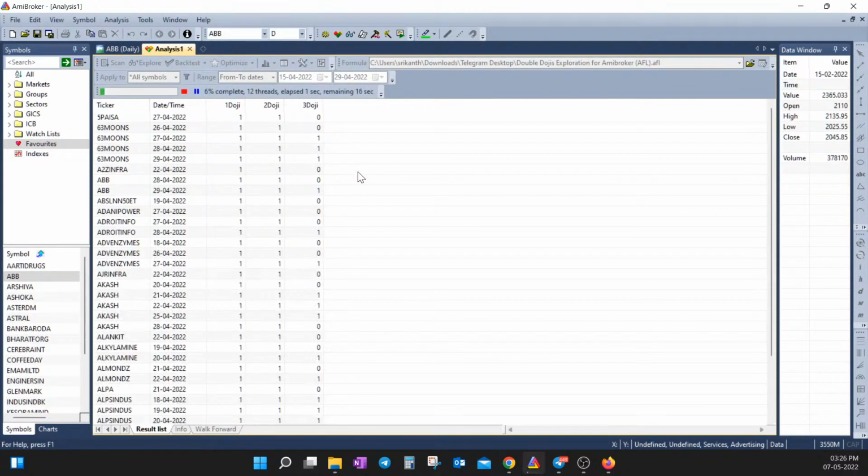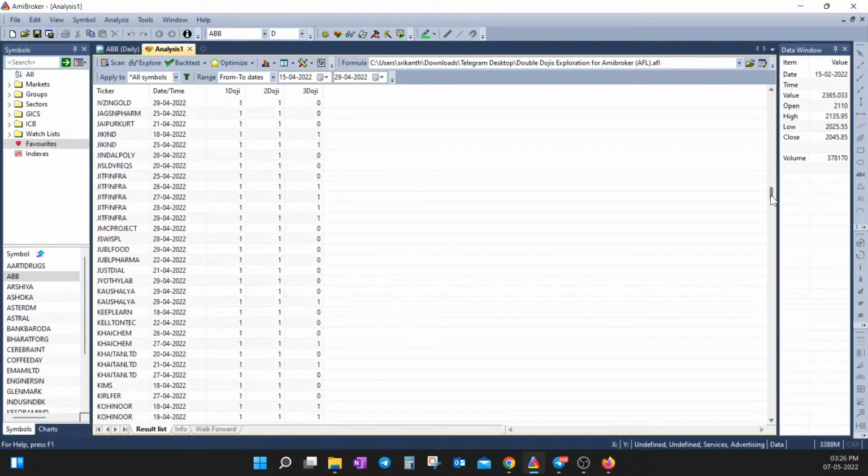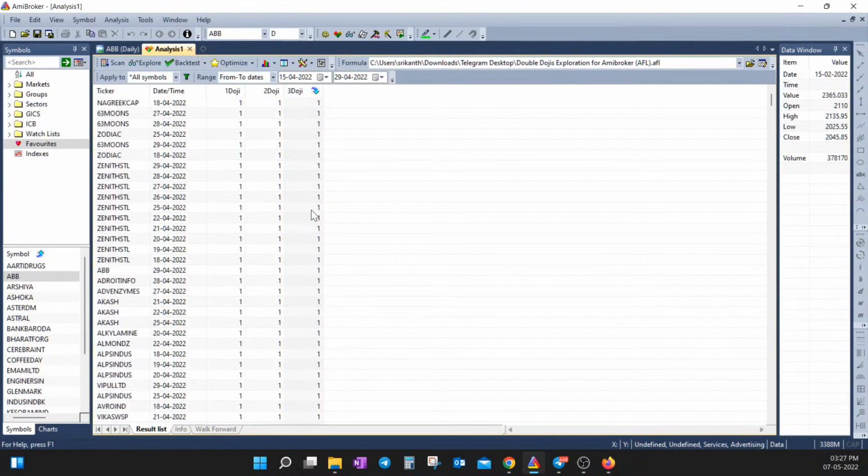So this is the AmiBroker software. The scanner I've already posted on the channel. So this is single doji, double doji, triple doji. This is the scanner which gives you multiple dojis if present. So these many, can you see? More than 50 to 100 stocks have formed double dojis. But three continuous dojis, only a few of them have formed.